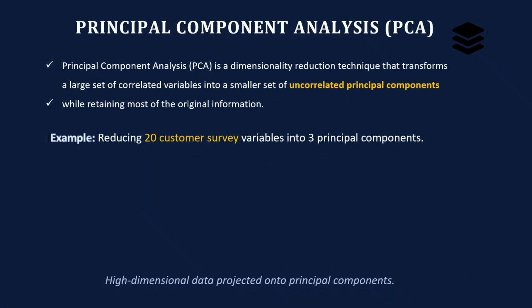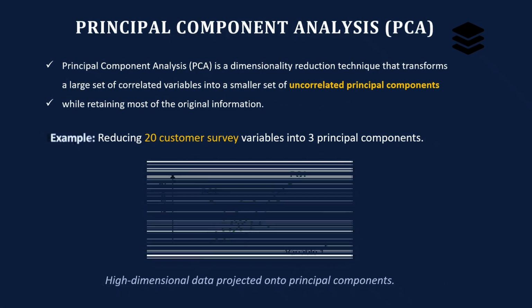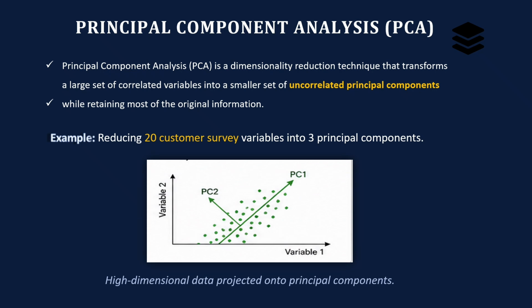Next one is principal component analysis. Now let us discuss principal component analysis. It is a dimensionality reduction technique. It converts a large number of correlated variables into a smaller number of principal components, while preserving the important information.